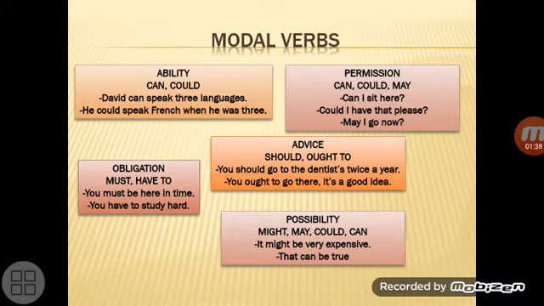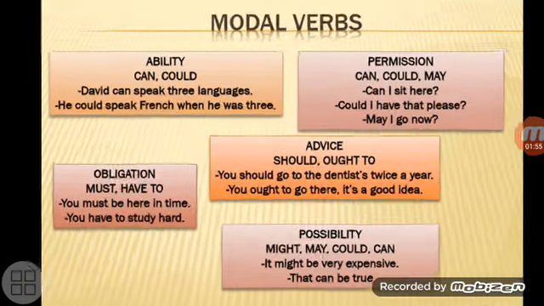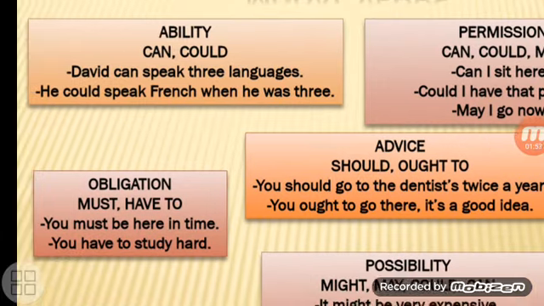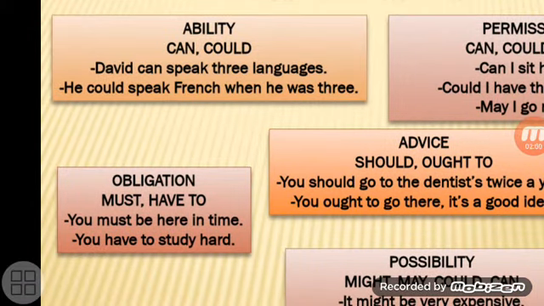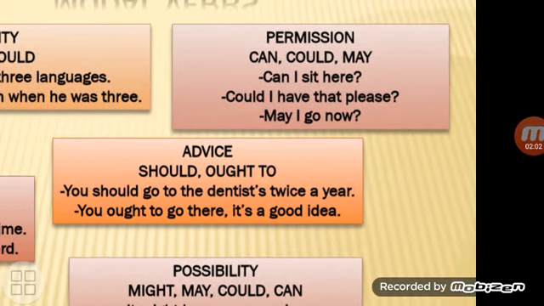In this table, you have modal verbs and their uses with examples. To express ability, we may use can or could. For example, David can speak 3 languages. He could speak French when he was 3. To express permission, we use can, could, or may. Can I sit here? Could I have that, please? May I go now?